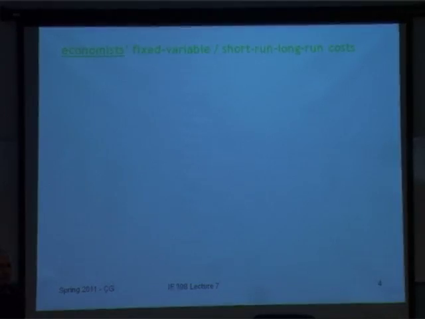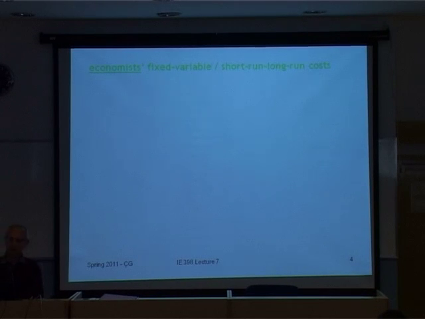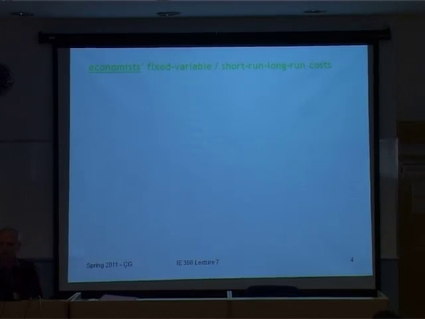Now, another classification is between fixed and variable, and also between short run and long run costs. Fixed and variable division sometimes is similar to the short and long run division, but they are not the same, okay? This sort of classification is usually, I mean, economists are usually interested in this sort of classification. These are fixed costs, variable costs, and short run and long run costs are economic terminology.